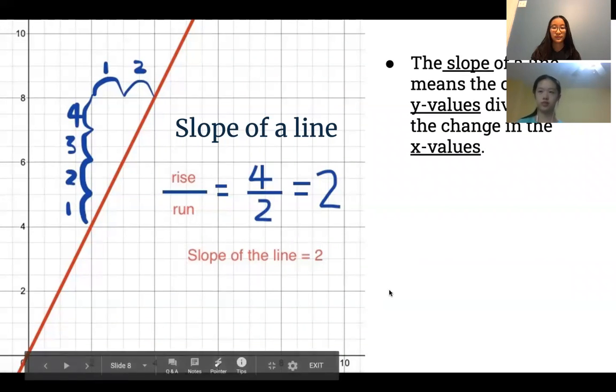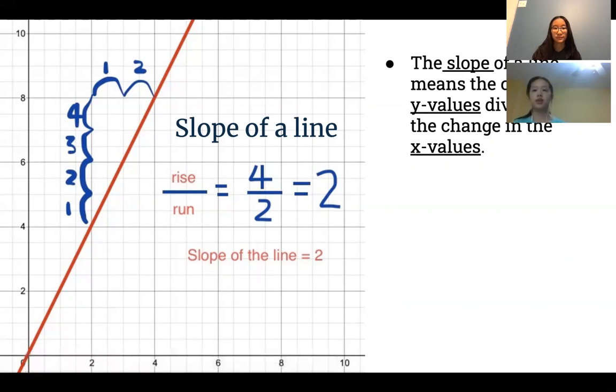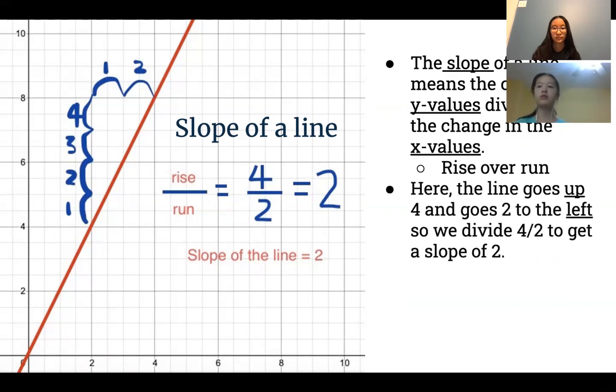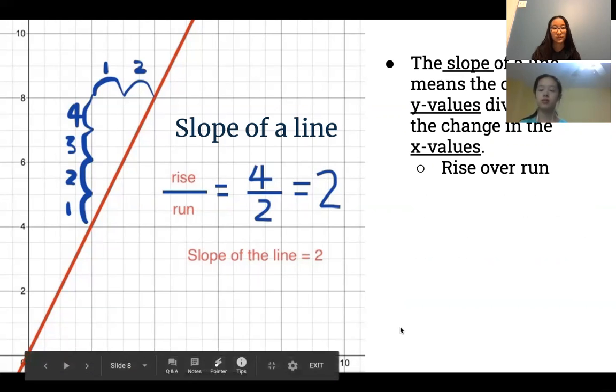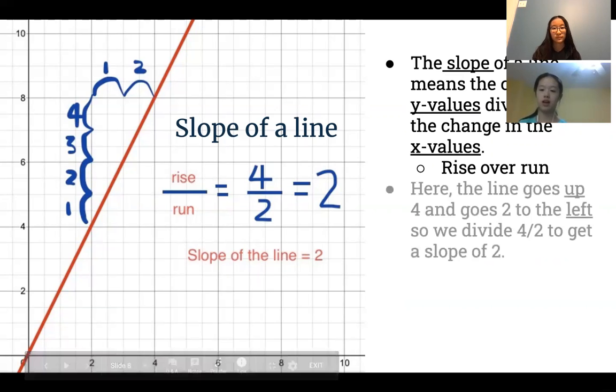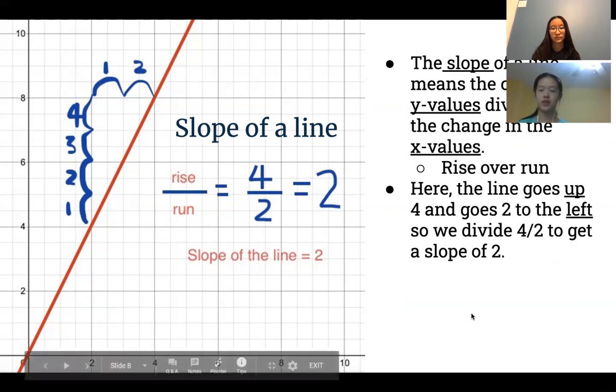Okay, so the slope of a line. The slope is basically how steep a line is. And to calculate it, you do rise over run, which means you choose 2 points on the line. It doesn't matter what 2 points. Then you subtract the y coordinates of the points. And then you subtract the x coordinates of the points. And then you divide them.